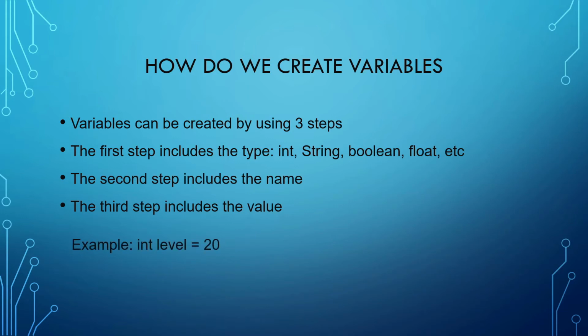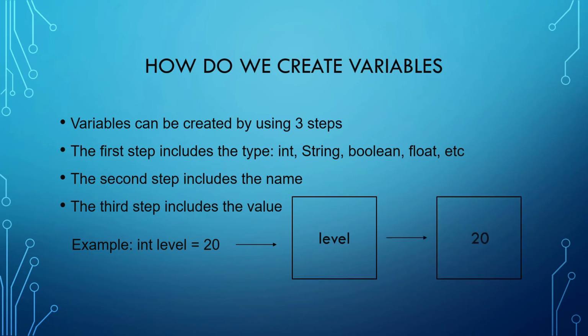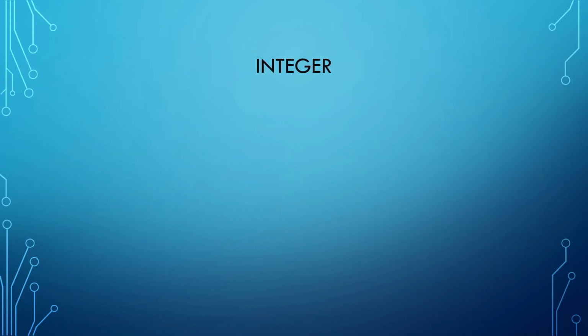So for example, we have an integer or an int, the name is level, and the value is 20. Now the type is int. As we can see in this example, the box is the name of level, and it has a value of 20. Now let's go to some 3 variable types.